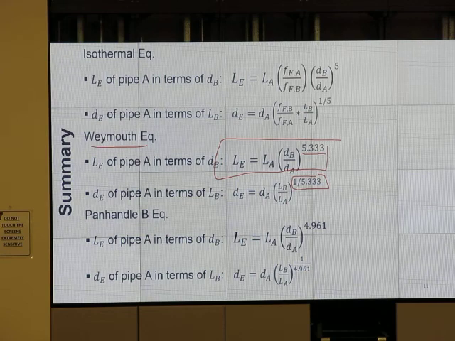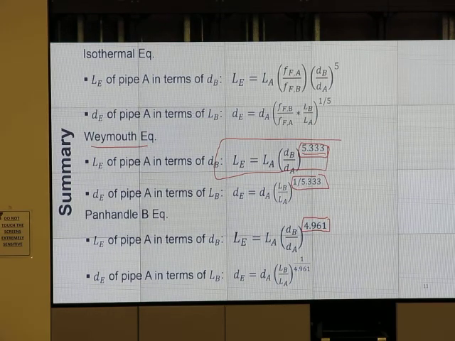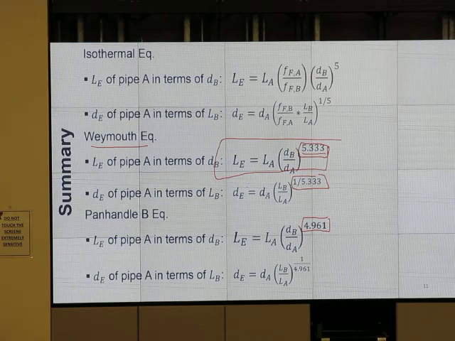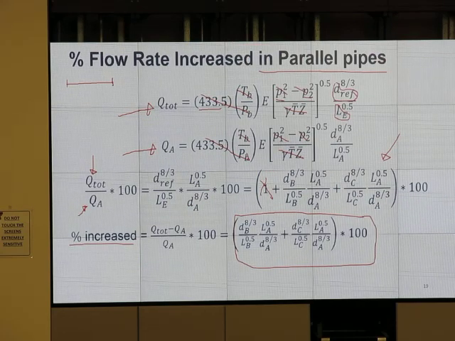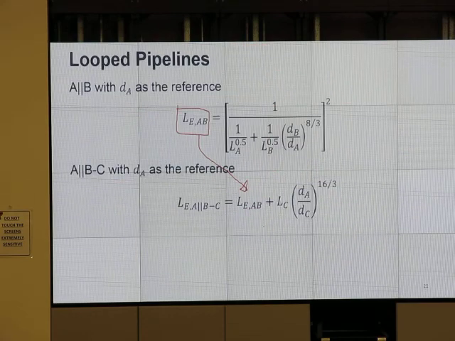Look at this. It's not much, okay? When you change from Reynolds to Panhandle B, you change from 5.333 to 4.961. And done. Very good, right? Just change that number, and it changes from Reynolds to Panhandle. 5.3 to 4.9. Oh, but right now we don't have 5.3 or 4.9, it's 8/3 or something. Can you still do that?